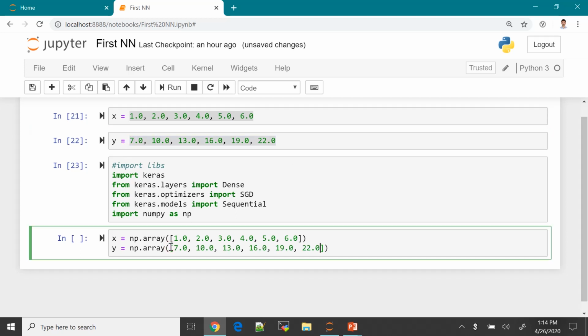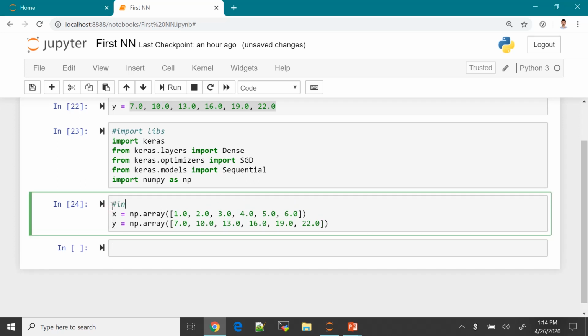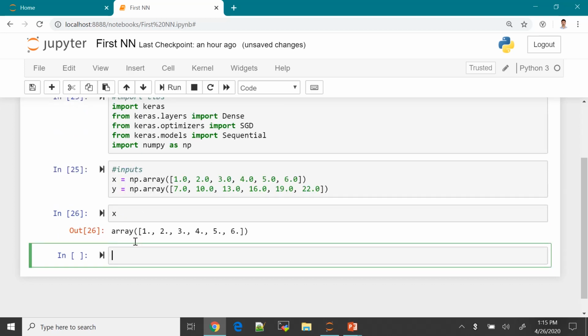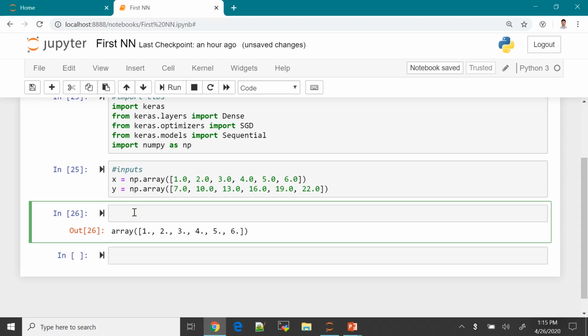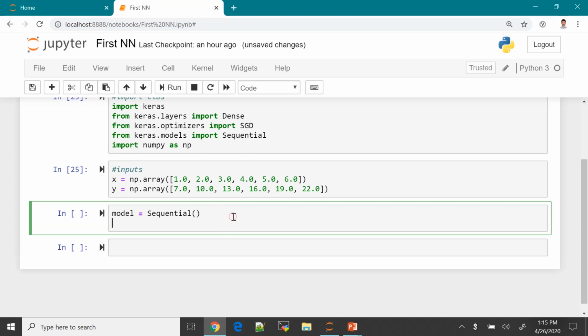So yes, these are our inputs for the neural network. So we have x, we have y, right? Now we're going to create a model called Sequential. This we imported here. I'll tell you what exactly it is.